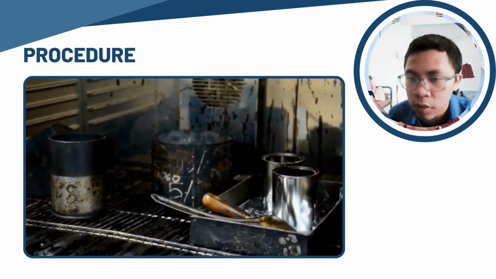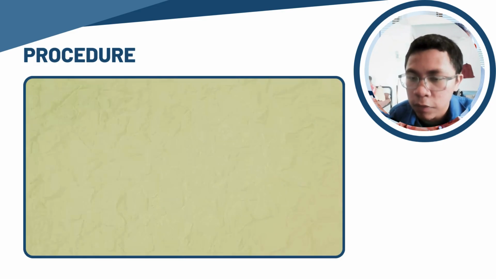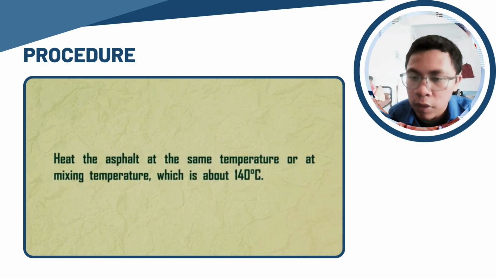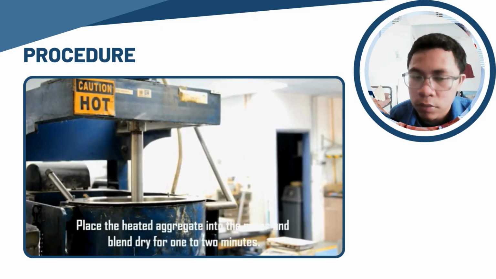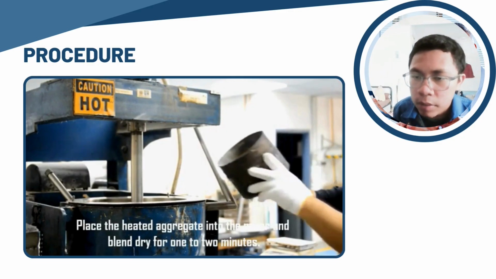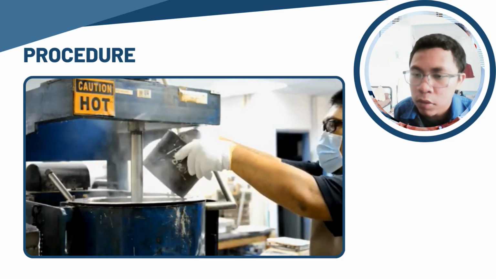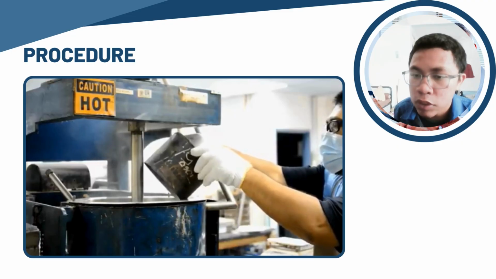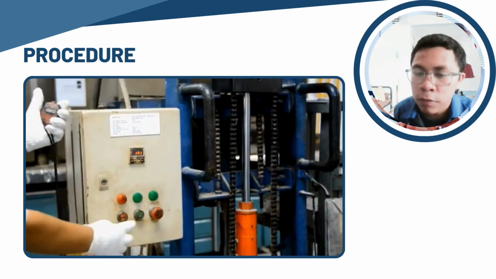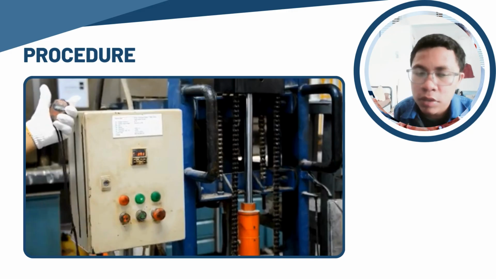Oven dry the aggregate at 115 degrees Celsius for at least 4 hours. Place the heated aggregate into the mixer and blend dry for 1 to 2 minutes. Heat the asphalt at the same temperature, or at mixing temperature, which is about 114 Celsius.